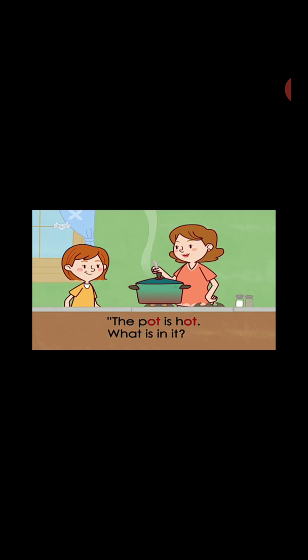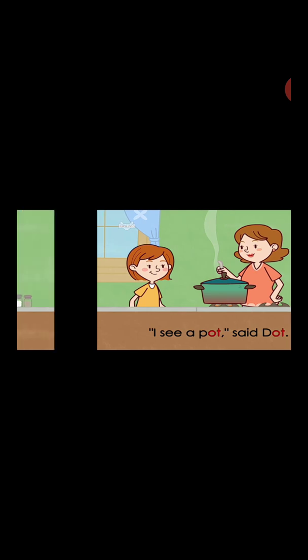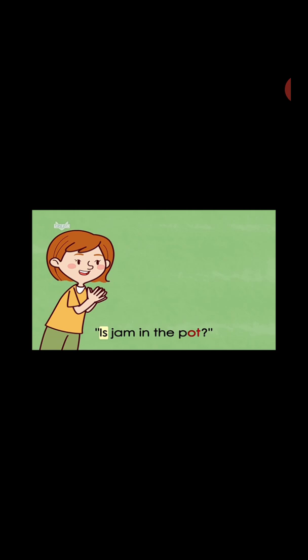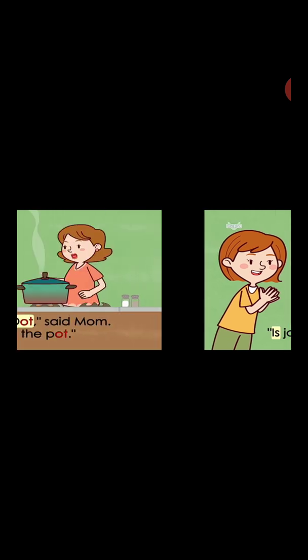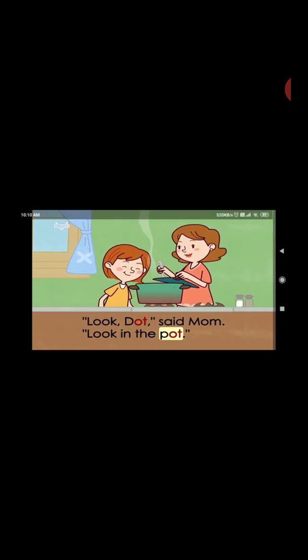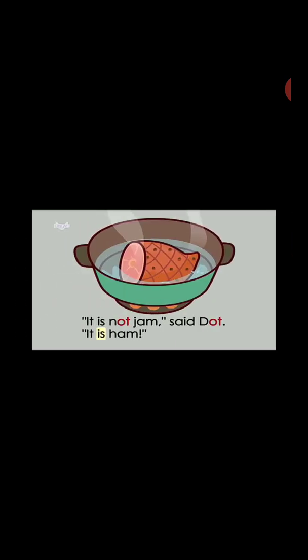The pot is hot. What is in it? I see a pot, said Dot. The pot is hot. What is in it? Is jam in the pot? Look, Dot, said Mom. Look in the pot. Mom, look in the pot, said Dot. It is not jam, said Dot. It is ham.